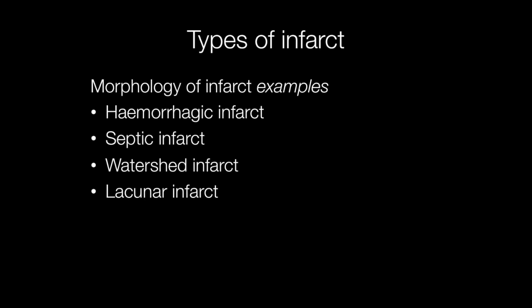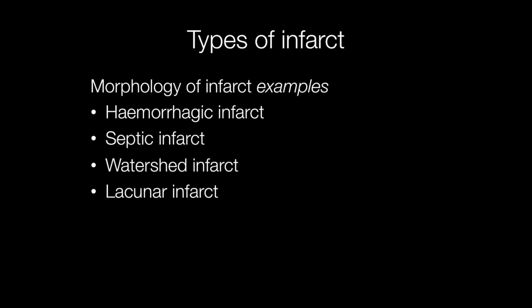Another way infarcts may be subdivided is according to the morphology of the infarct. So, for example, hemorrhage into an infarct may be referred to as a hemorrhagic infarct. If an infarct becomes infected, it is referred to as a septic infarct, and these may occur following occlusion of an artery as a result of an embolus caused by infective endocarditis. Lacunar infarcts are a type of cerebral infarct occurring usually in the basal ganglia or the pons, resulting in a small pit or pits just a few millimeters in diameter.